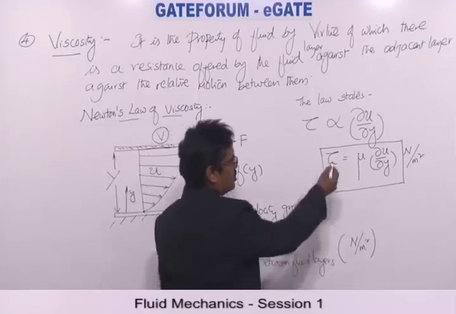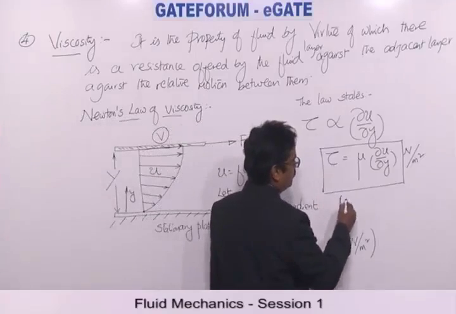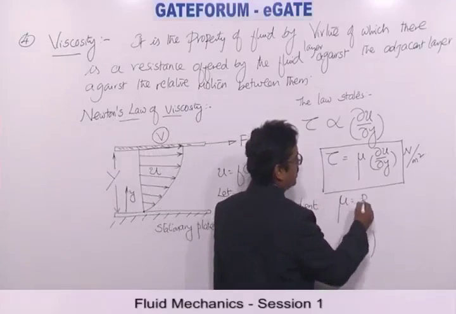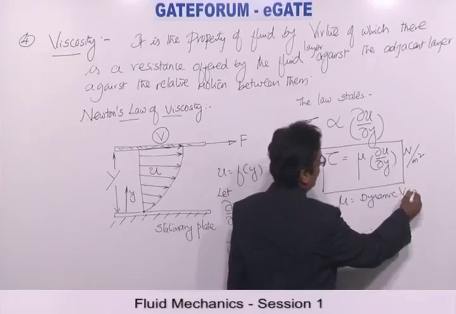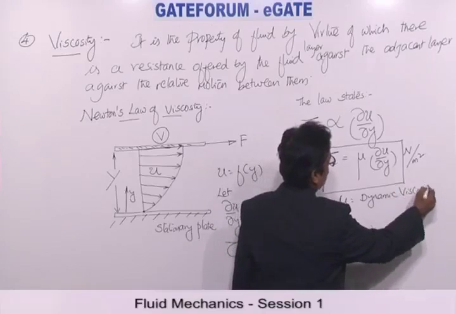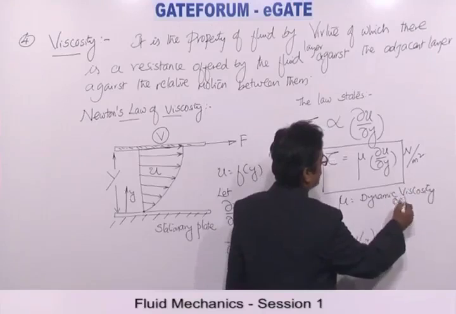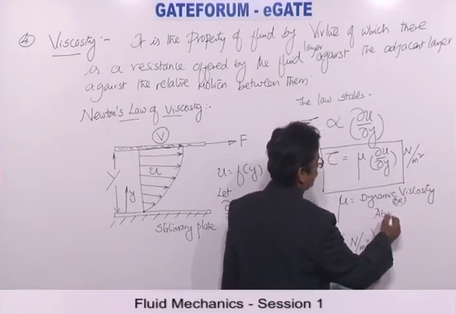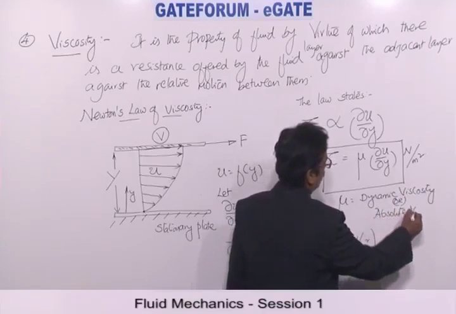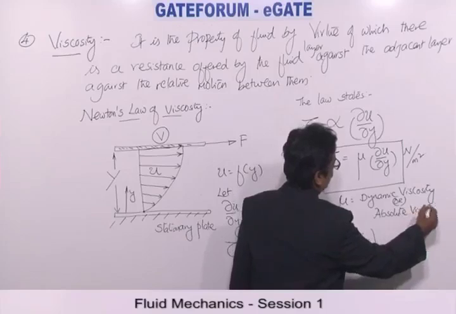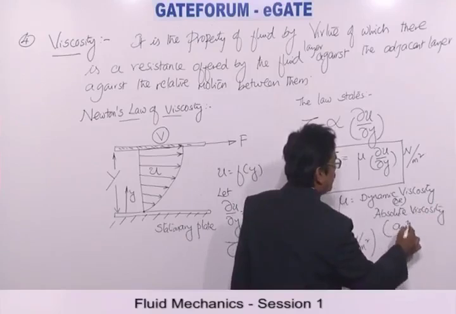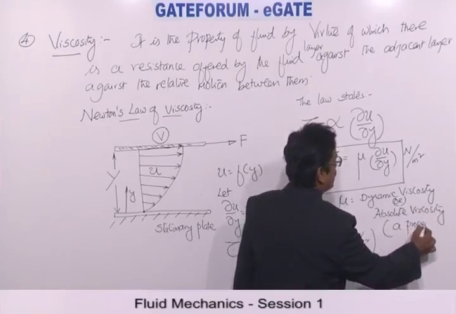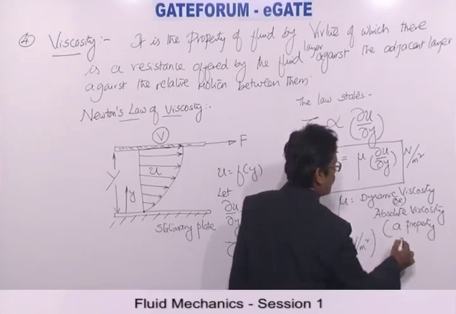This mu, the proportionality constant mu, is called the dynamic viscosity. Sometimes it is also called absolute viscosity, which is a property of the fluid. Please notice that it is a thermophysical property, a property of the fluid.